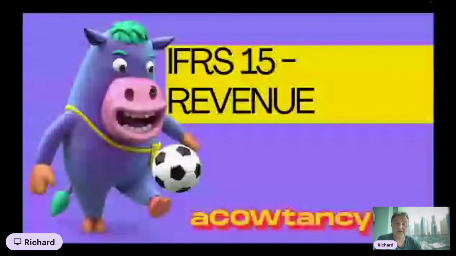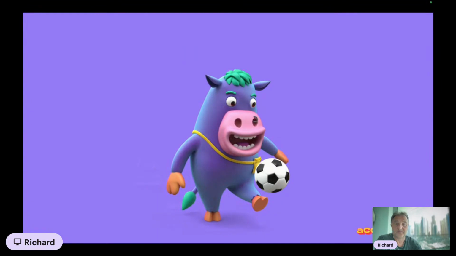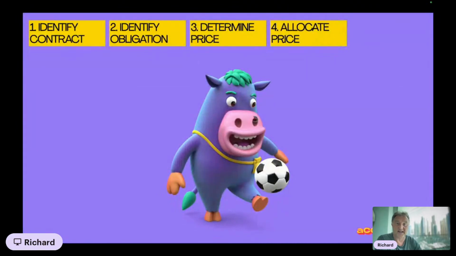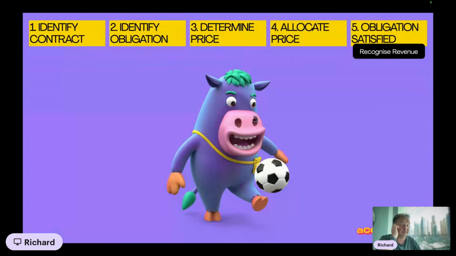Okay, so IFRS 15. Step number 1, you need to have a contract with a customer. Step number 2, you need to have an obligation to your customer. That's why they're a customer. Step number 3, you need to have a price of what you're selling. Step number 4, you need to allocate the price to what it is you're selling. And number 5, you've got to satisfy your obligation, and then you can recognize the revenue.